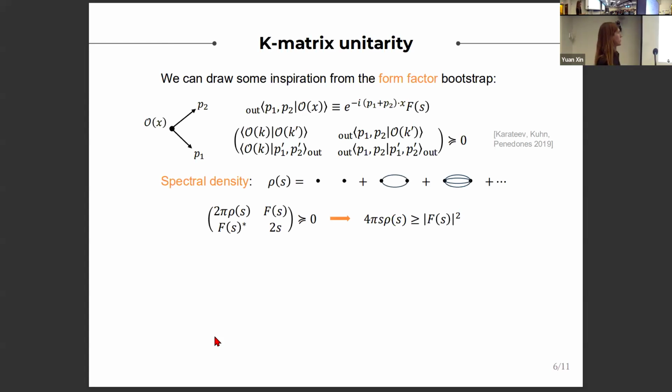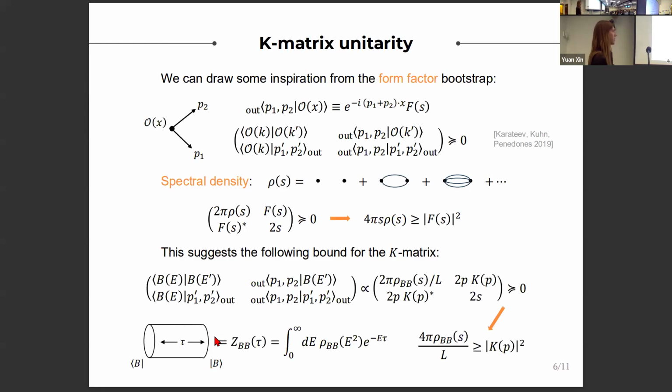So what you get once you Fourier transform is the spectral density in this entry, which is just a count of the states that couple to the local operators. Since this matrix has to be positive semi-definite, in particular the determinant has to be positive, and you find that the form factor squared is bounded by the spectral density. Okay, and this is the answer to what the unitarity condition is for the form factor.